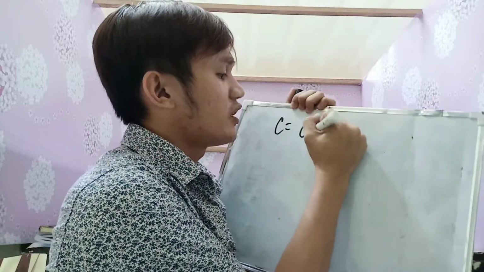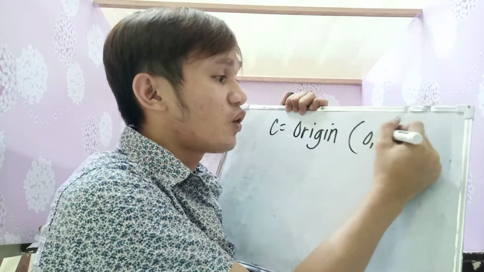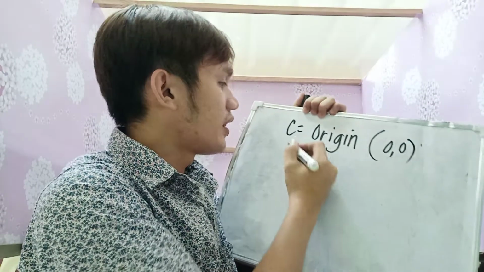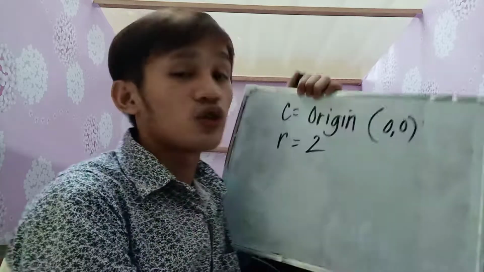For this video, we are going to talk about the standard equation of the circle given our center and our radius. So let us have our example. Suppose that we have the center at the origin, meaning the coordinates are 0 and 0. And we have the radius, which is, let's say, 2.